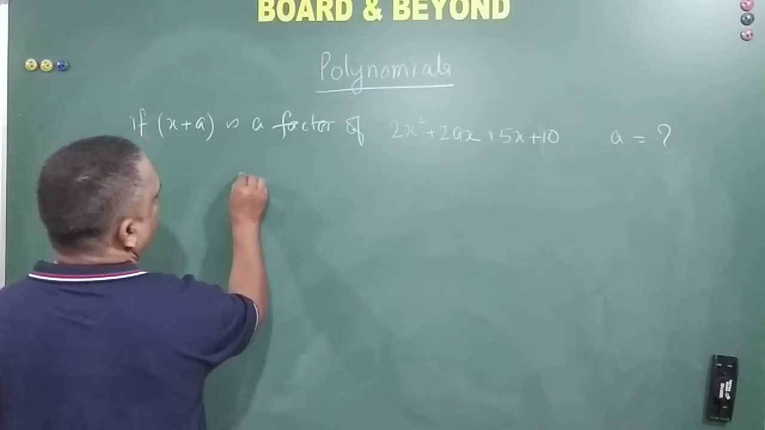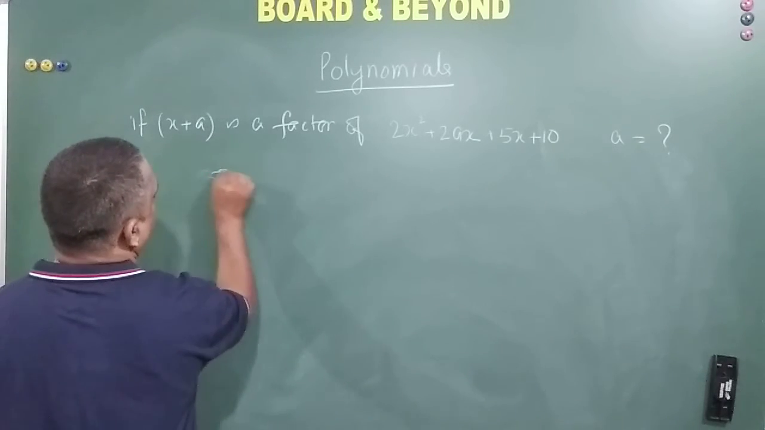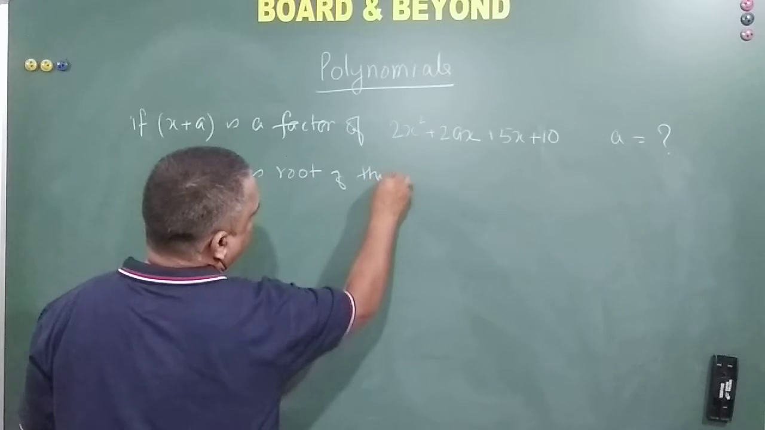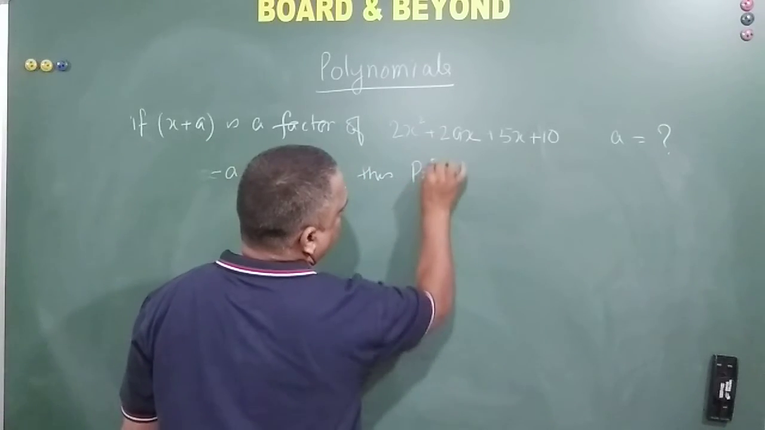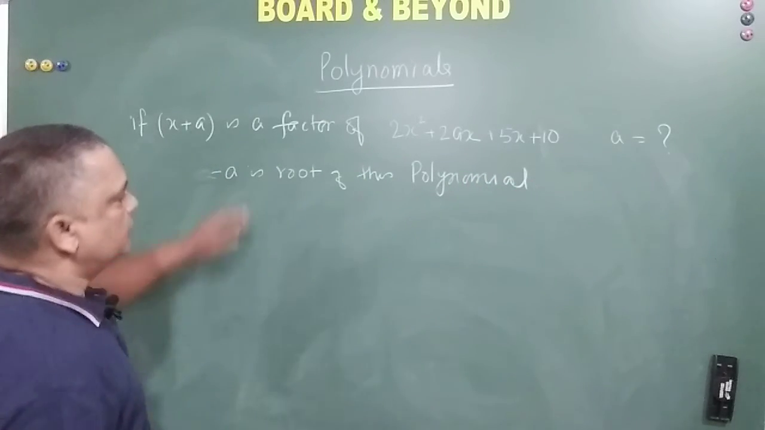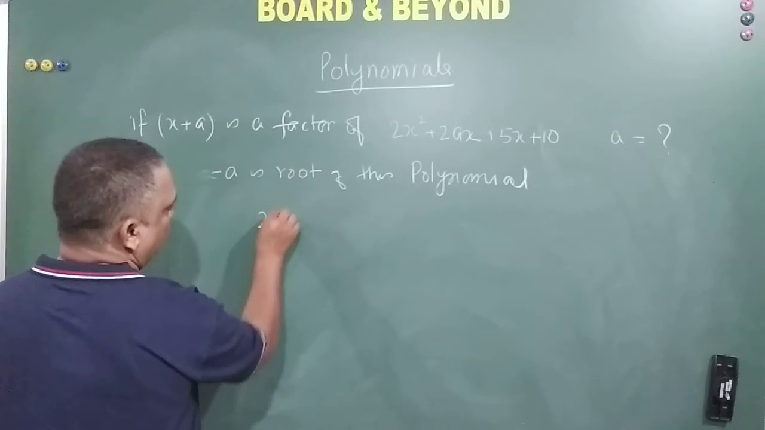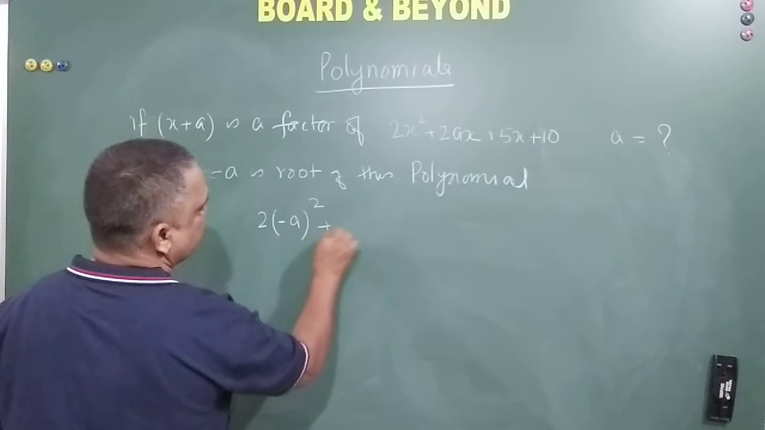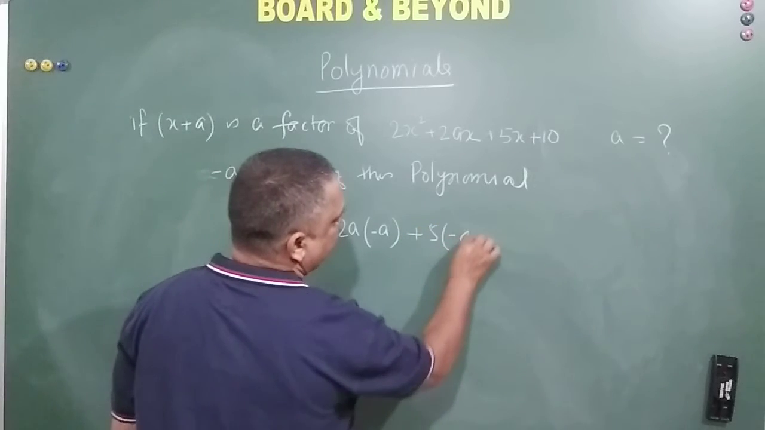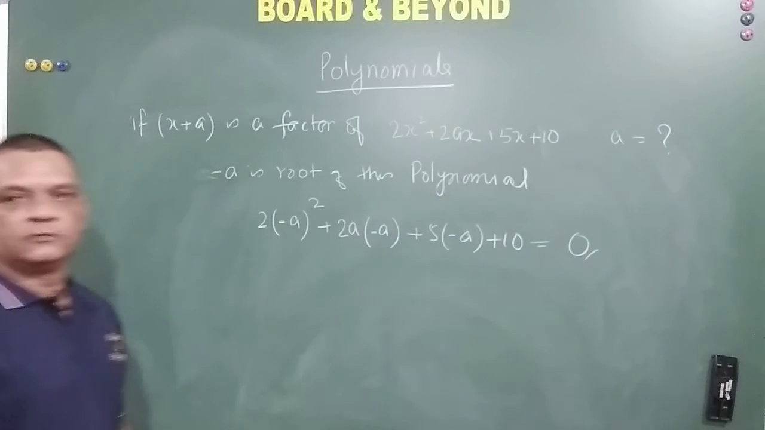Okay, so minus a is a root of this polynomial. Right? So now what happens is minus a is the root of this polynomial. So 2 into minus a whole square plus 2a into minus a plus 5 into minus a plus 10 should be equal to 0. You are getting my point?